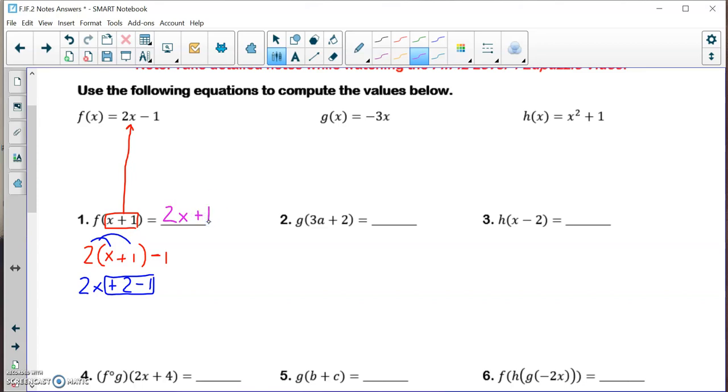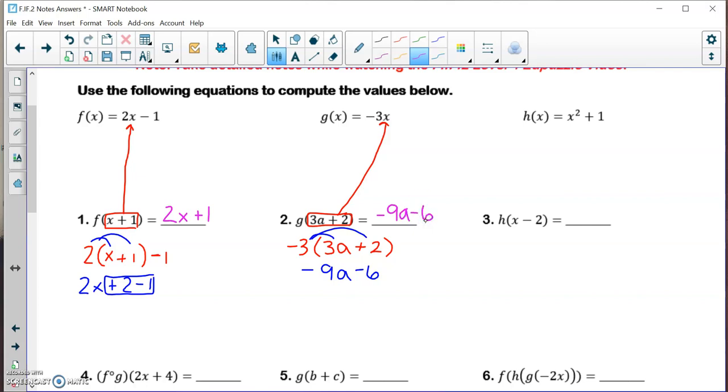Moving on to the next one, I want g of 3a plus 2. So that means I'm going to take the 3a plus 2 and put it in for x in my g of x function. So I have a negative 3, and then now I'm going to put that 3a plus 2 in for x. And notice I'm putting it in parentheses because I'm substituting it in for x. And now I'm going to distribute that negative 3 in. So I have a negative 9a minus a 6, and nothing can be combined there, so that is just your answer.